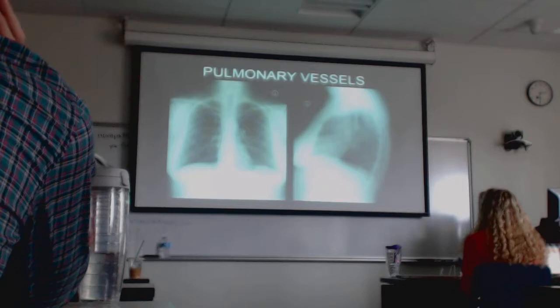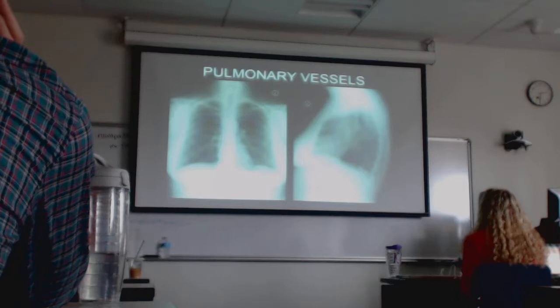Now the pulmonary vessels are those vessels that are taking blood away from the heart into the lungs, or taking blood back from the lungs into the heart. You basically want to see these vessels out to about halfway. They're going to be kind of wispy, kind of tubular in shape, and obviously brighter, whiter than the surrounding lung. The only reason you can see them is because they're surrounded by the lung.